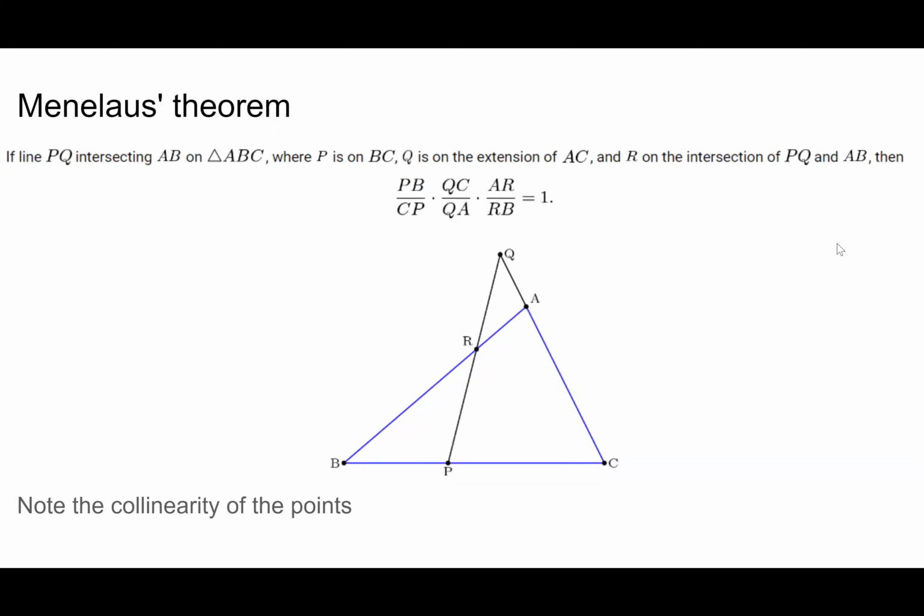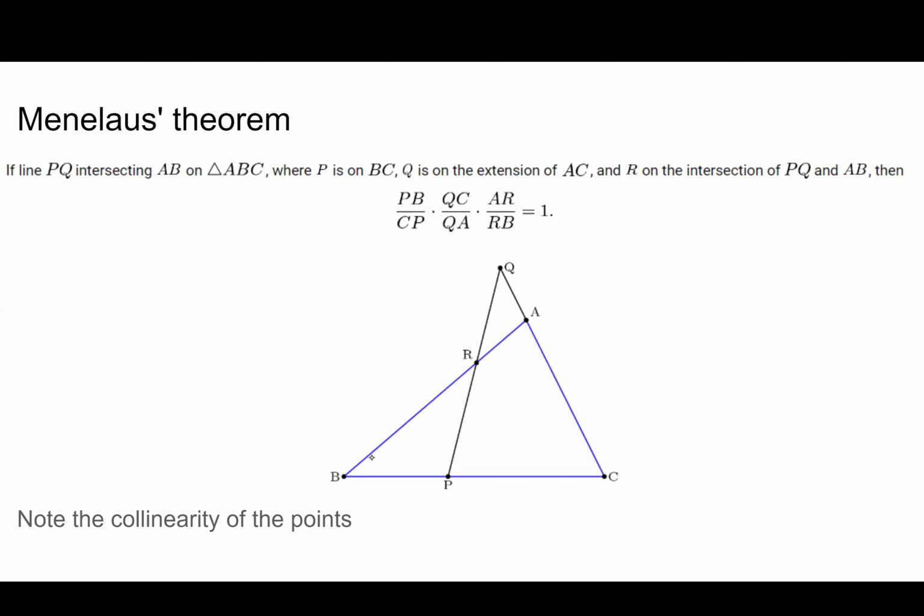So I'll give you guys 2 minutes to just take in this information because we will be using this theorem in the next question. So to make it more clear for you guys, I'm just gonna color code the lengths. So PB, which is this one, CP. So if we multiply the ratio of that to that, use a different color. So QC, which is this one here, and then QA. And then lastly we have AR multiplied by RB.